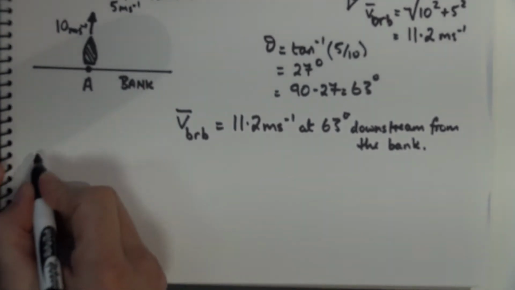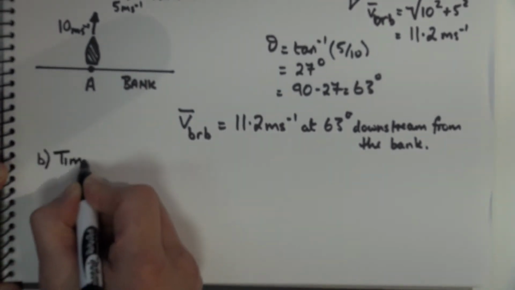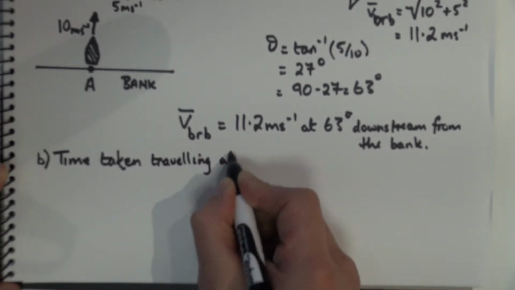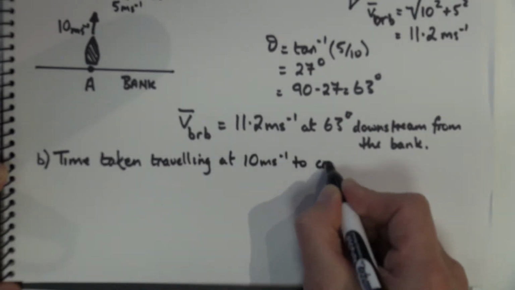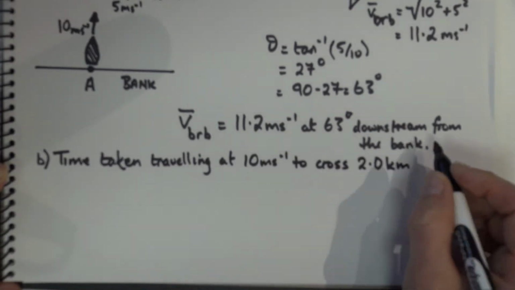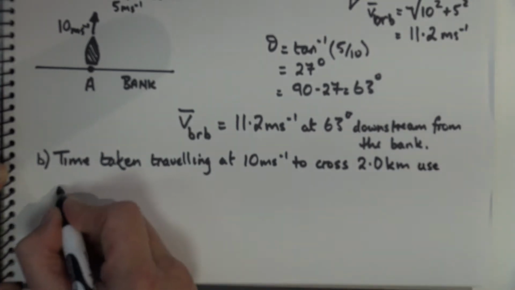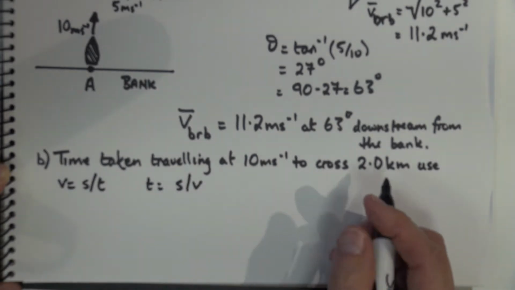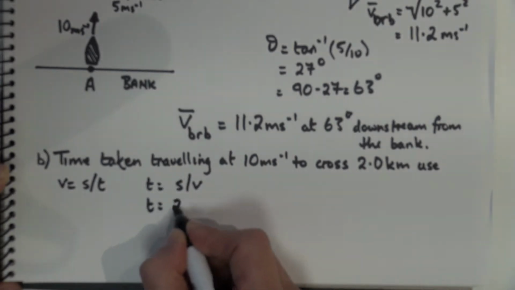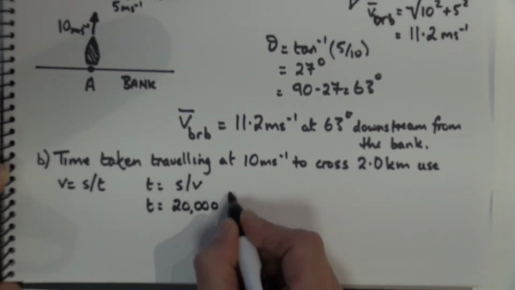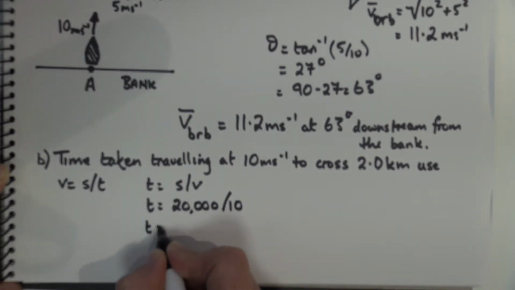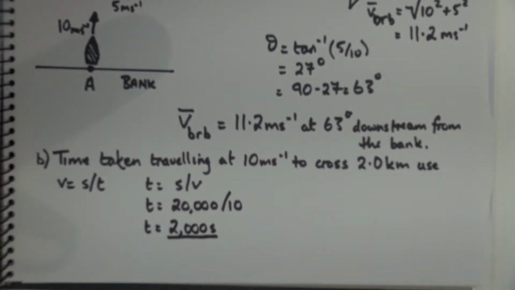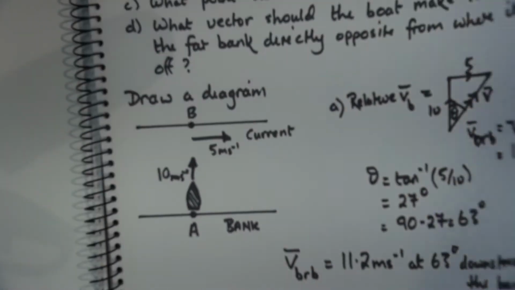Okay, let's look at question B. Question B wants me to work out the time taken to cross the river. We know we're travelling at 10 meters per second and it crosses the river, which is 2 kilometers wide. So I've got to use speed equals distance over time. Time will be the distance divided by the speed when I rearrange it. So the time will be the distance, which is 2,000 meters, because I've converted it into meters from kilometers, divided by the speed, which is 10, which means that I've got 200 seconds.